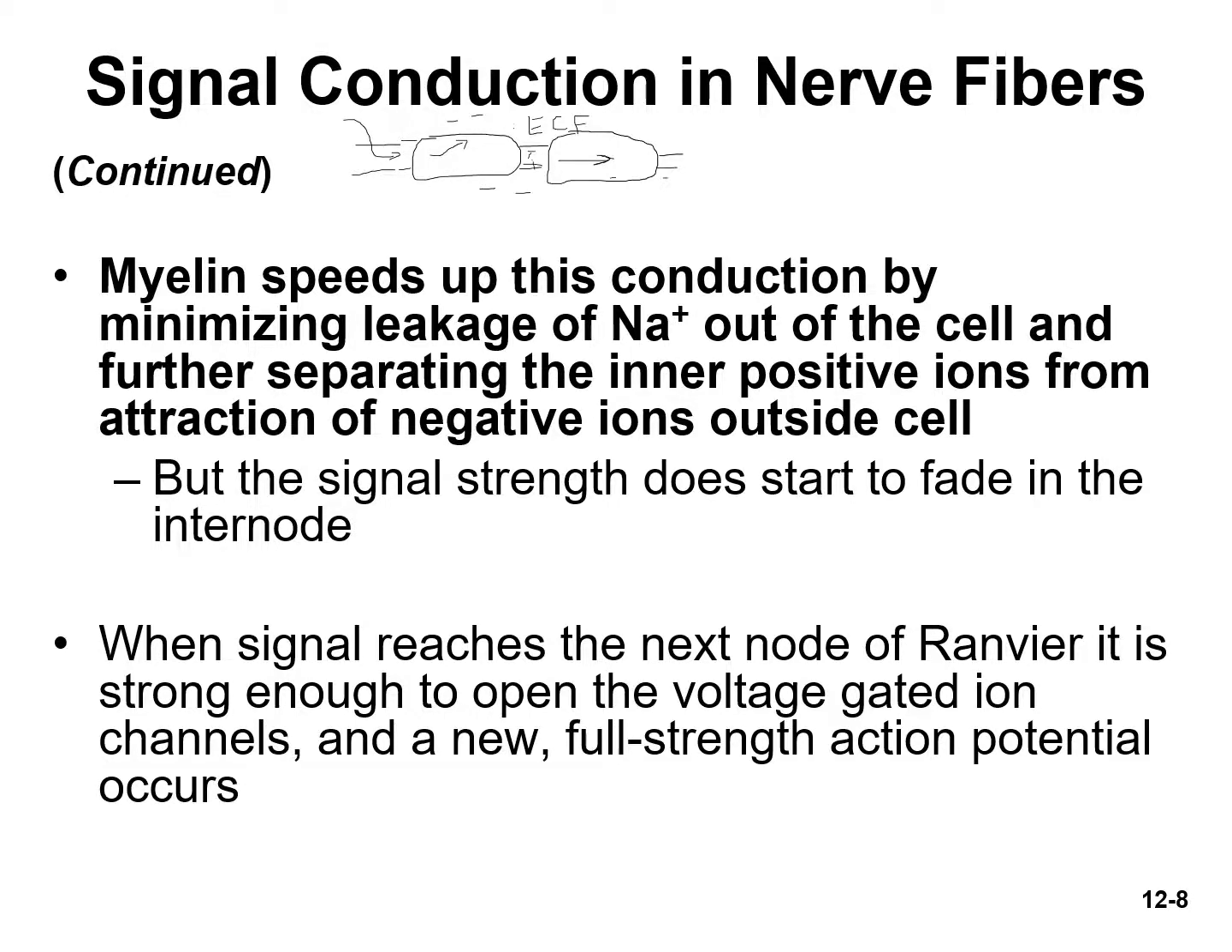Eventually, we do see the signal strength of our action potential starting to fade within the internode, within the myelin sheath. But when the signal reaches the next node of Ranvier, then it's going to be still strong enough to open more voltage-gated ion channels. And again, you're going to have this influx of sodium, and then a new action potential is going to be conducted down the length of that axon.